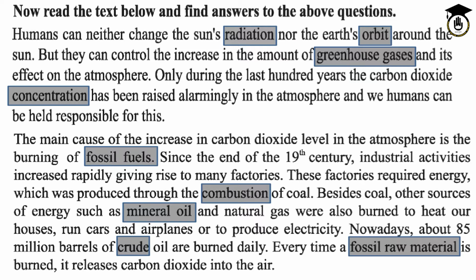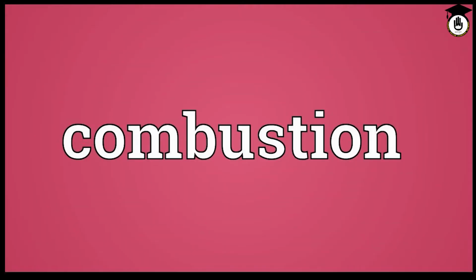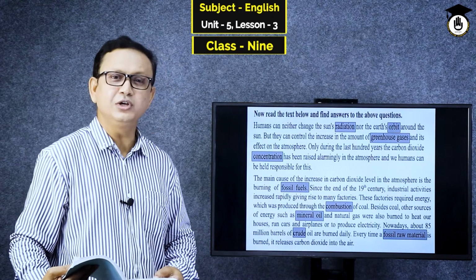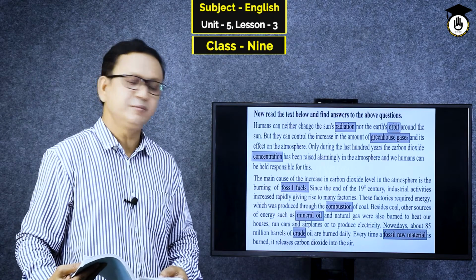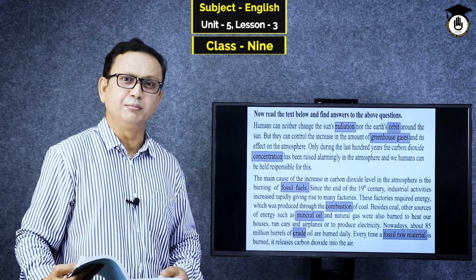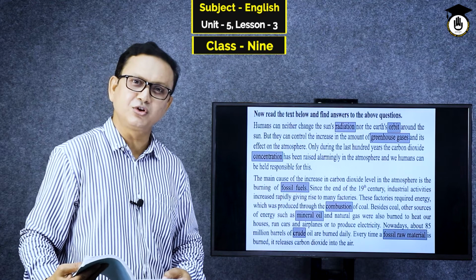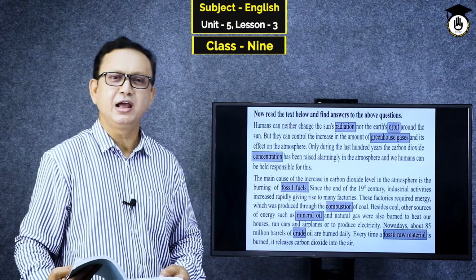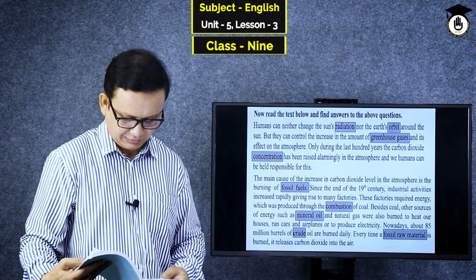These factories required energy which was produced through the combustion of coal. And there is an important word, that is combustion, and it means the process of burning something. So we are also burning coal to run many industries, and this coal also emits black smoke. And the black smoke contains carbon dioxide and other harmful gases.